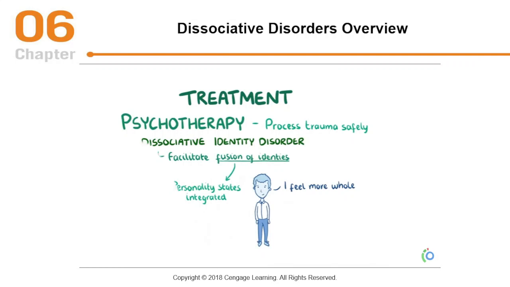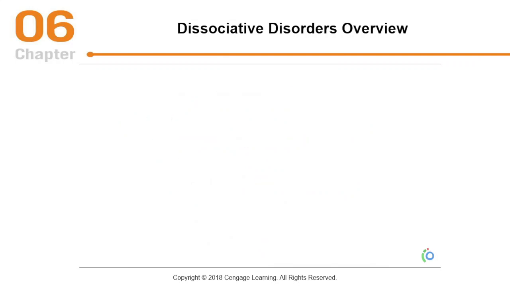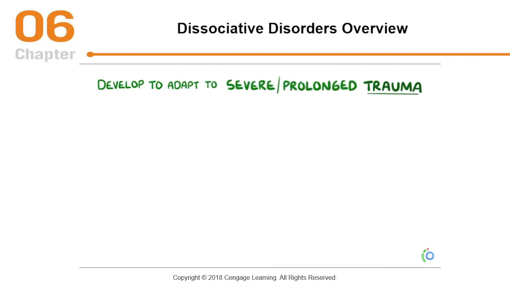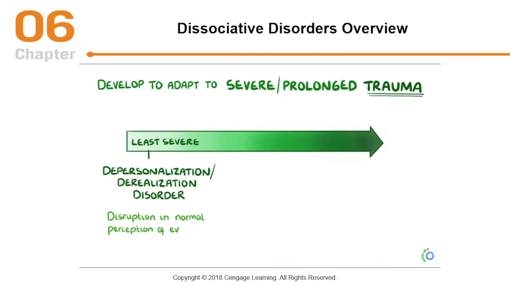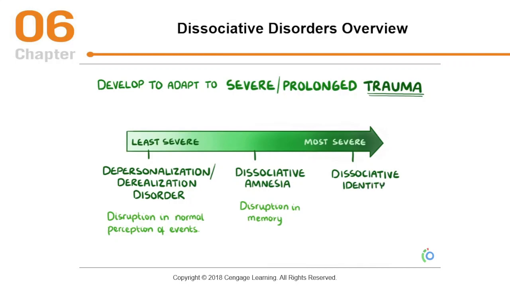Alright, as a quick recap, dissociative disorders often develop as an attempt to adapt to severe or prolonged trauma. Falling on the least severe end of the spectrum, depersonalization derealization disorder is due to a disruption in the normal perception of events. Falling in the middle of the spectrum, dissociative amnesia is due to disruption in memory. And falling on the most severe end of the spectrum, dissociative identity disorder is due to a problem with having a single complete identity.